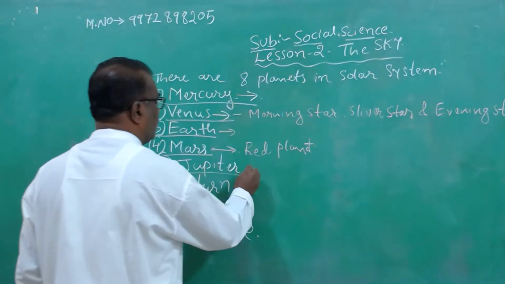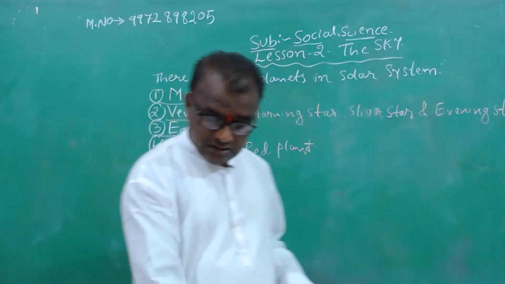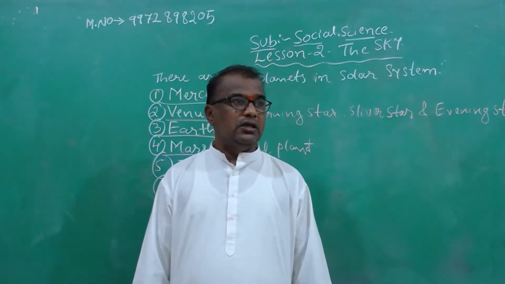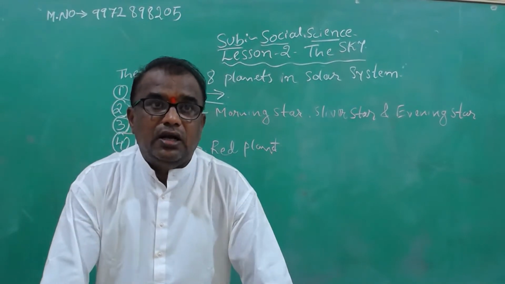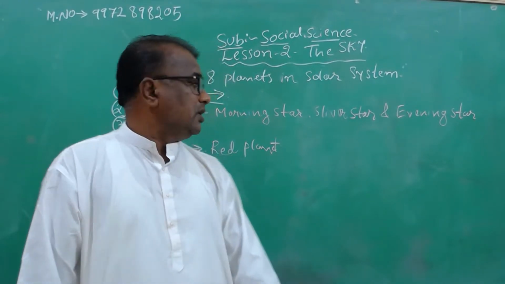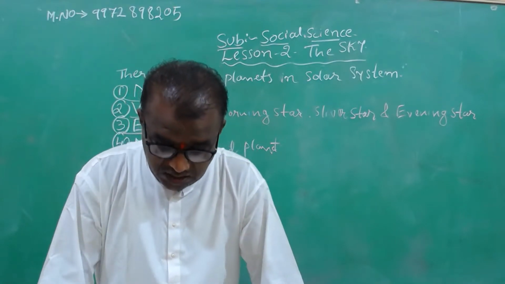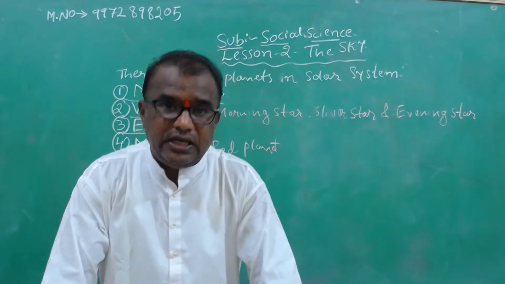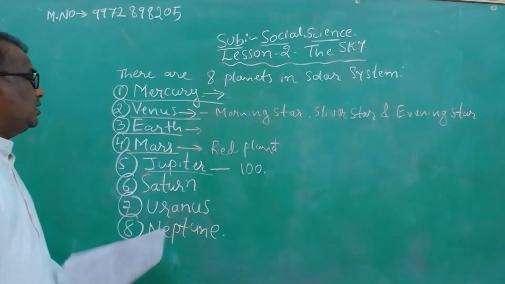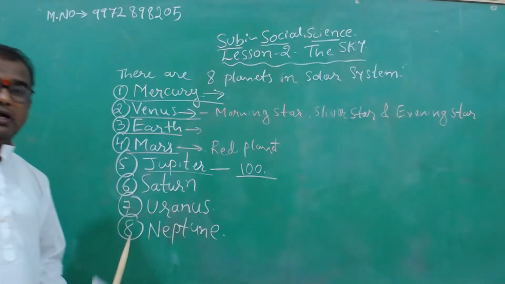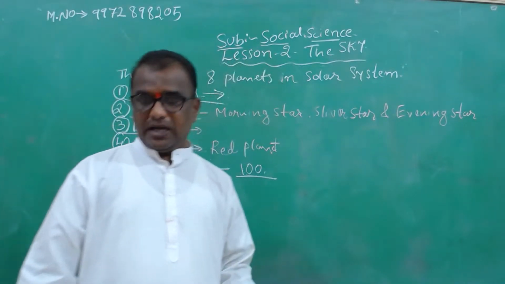Now come to the fifth one, Jupiter. Jupiter is the fifth planet from the Sun, and is the largest planet, the biggest planet in the solar system, 100 times bigger than the Earth. Jupiter is a very big planet, and a gaseous planet also.